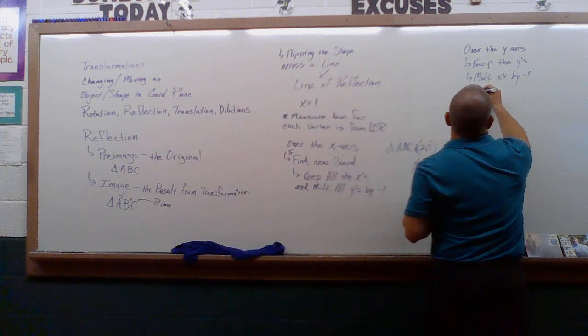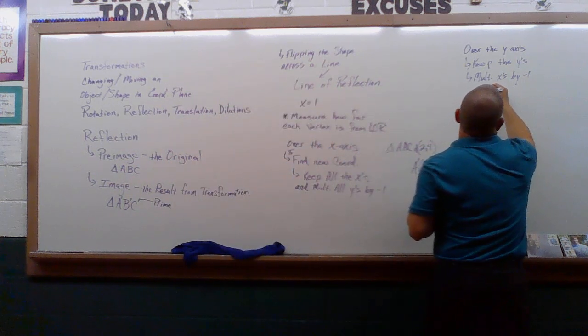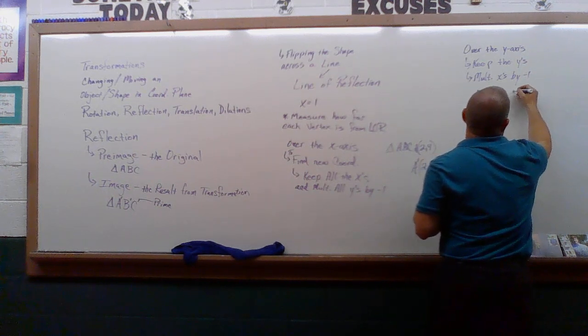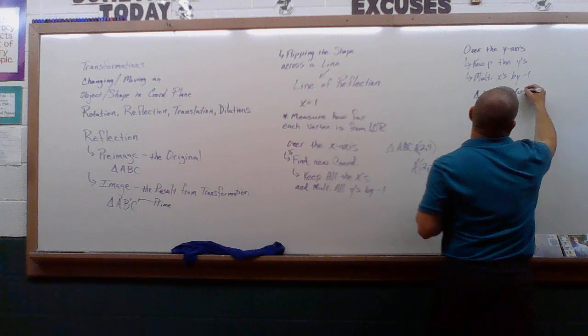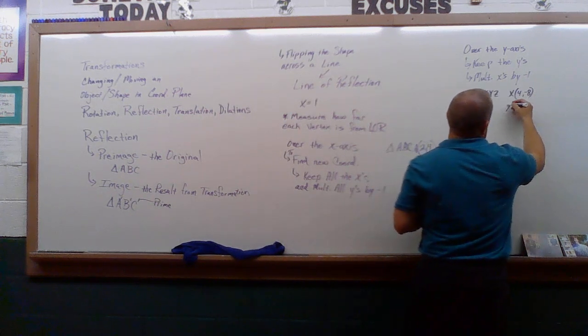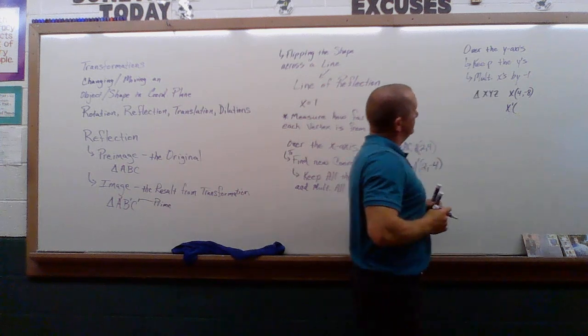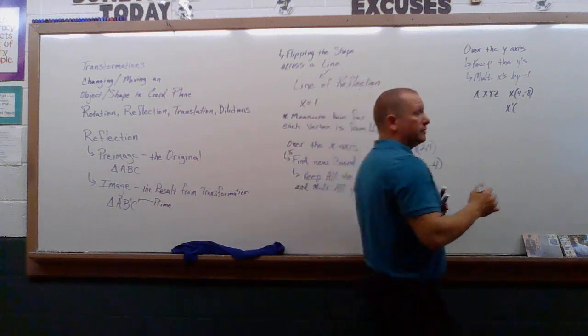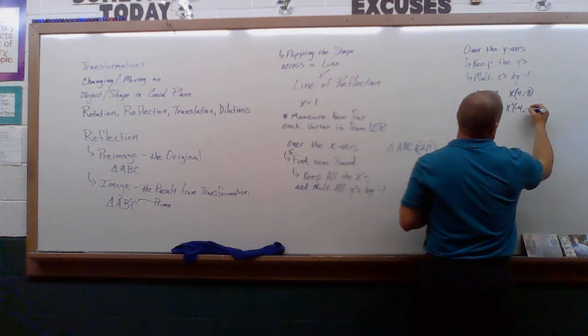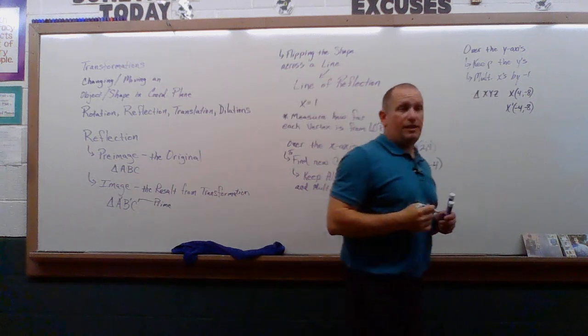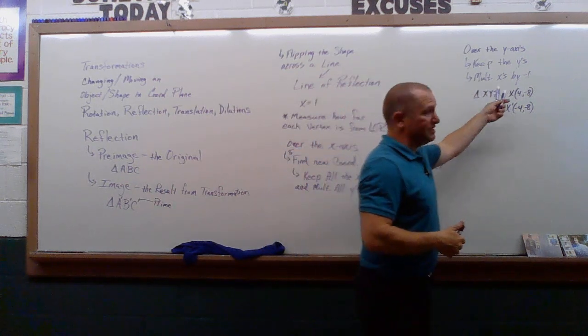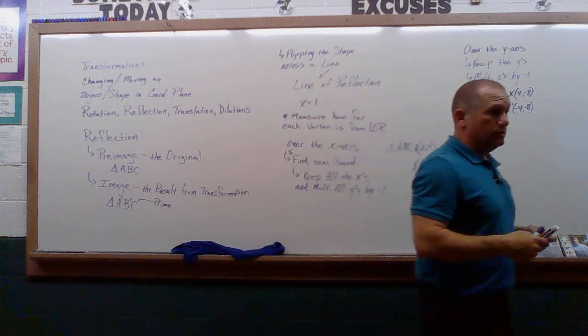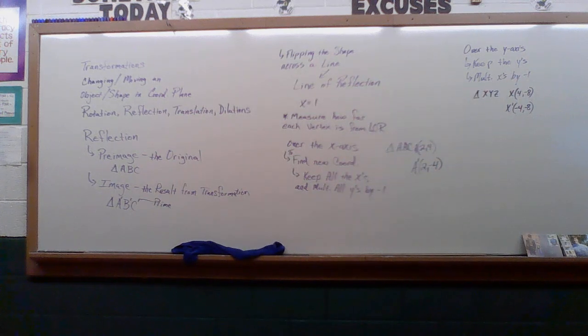So again, triangle XYZ, and X is at 4, -8. What is X prime? -4, -8. And then obviously you have to do that to every single coordinate, but we're just showing you one at a time. All right.